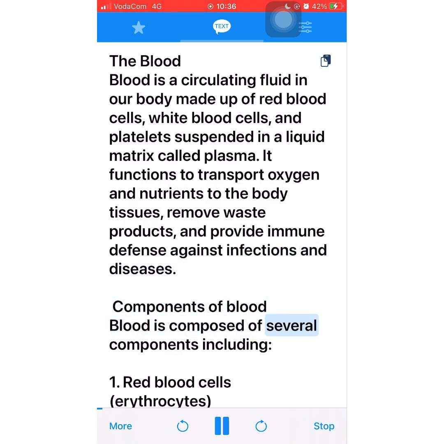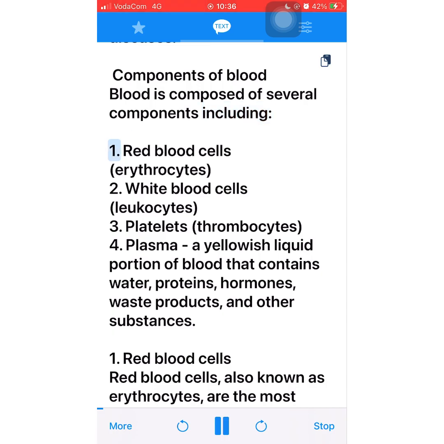Blood is composed of several components including: 1. Red blood cells, erythrocytes. 2. White blood cells, leukocytes. 3. Platelets, thrombocytes. 4. Plasma, a yellowish liquid portion of blood that contains water, proteins, hormones, waste products, and other substances.